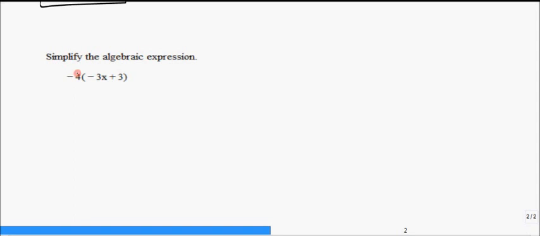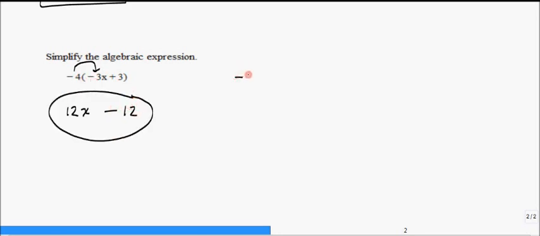This is going to be negative 4 times what's in the parentheses. So if I take this negative 4 times a negative 3x, negative times negative is a positive 12x, right? 4 times 3 is 12, but they're both negative, so negative times negative is positive. And then this is negative 4 times a positive 3. Well, a negative times a positive is a negative. 4 times 3 is 12.